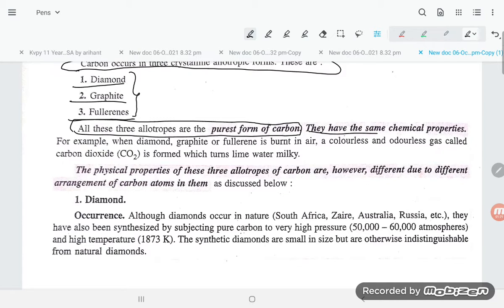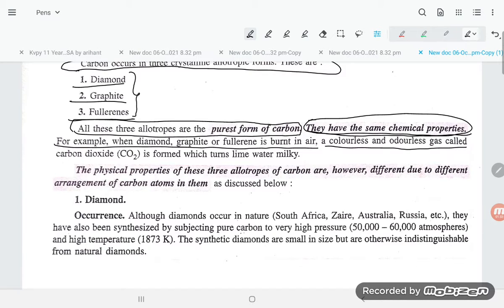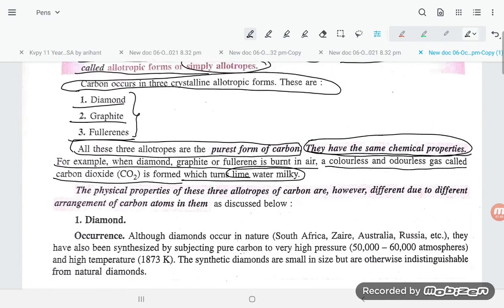Now they have the same chemical properties. For example, when diamond, graphite or fullerene is burned in air, a colorless and odorless gas called carbon dioxide is formed, which turns lime water milky. So what is this, students? The meaning is that chemical properties are always the same.